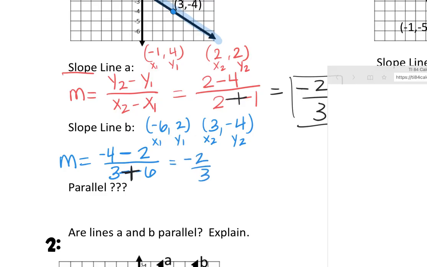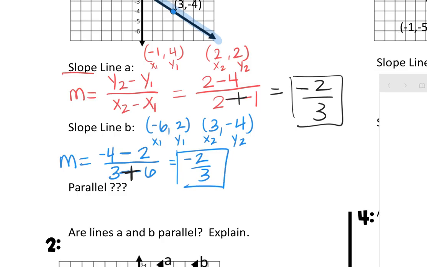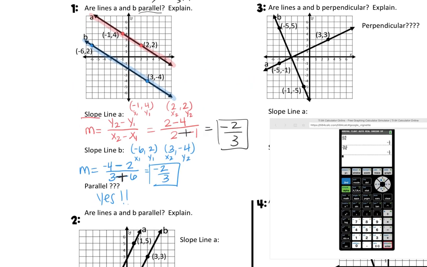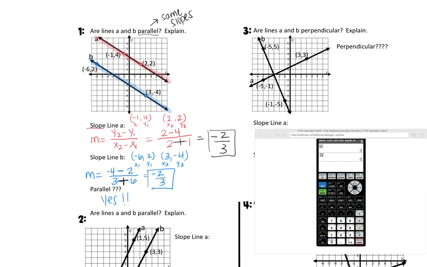If I compare negative 2 over 3 with the slope that I have for line A, well, they're the same. Negative 2 over 3 and negative 2 over 3, same slope for both of these lines. So I can say that yes, the lines are parallel. All of this work just to say yes, okay? So you need to prove to me that these lines are parallel by finding the slopes.